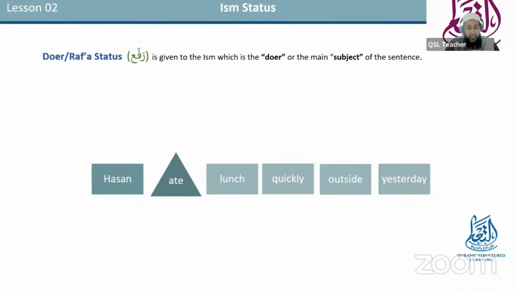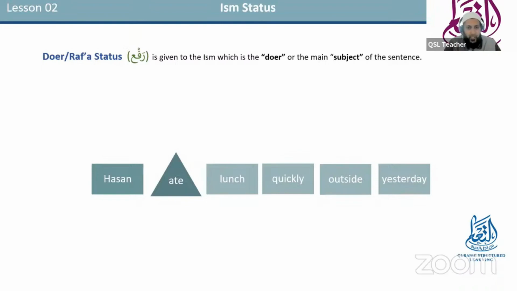Clearly the action is ate, which is why it has a triangular shape. The next question you need to ask yourself, and if you can write this down, is who is doing the action? And once you find out who is doing the action, then that is the dua, that is rafa'. So the rafa' status of this sentence is clearly Hassan. Why? Because Hassan is doing the eating. Hassan ate. The action is ate, and Hassan ate. And the rest is just details.